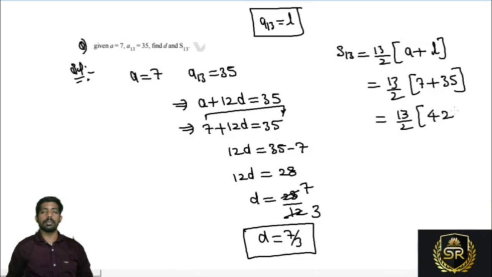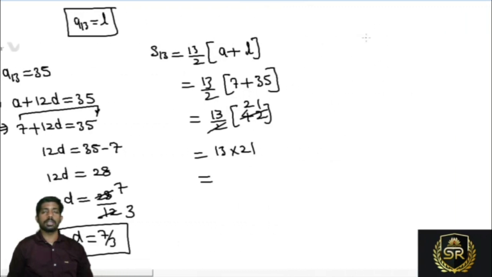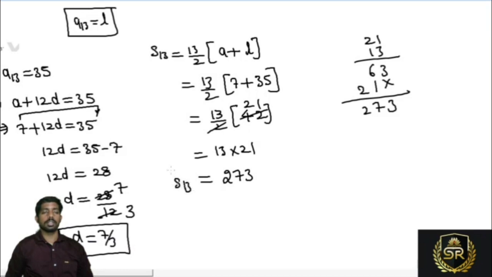42. So 2 2s are 4, 2 1s are 2, so 13 into 21. Multiply and we get the answer. 21 into 13: 3 1s are 3, 3 2s are 6, 1 1s are 1, 1 2s are 2. So 273 is the S13 answer.